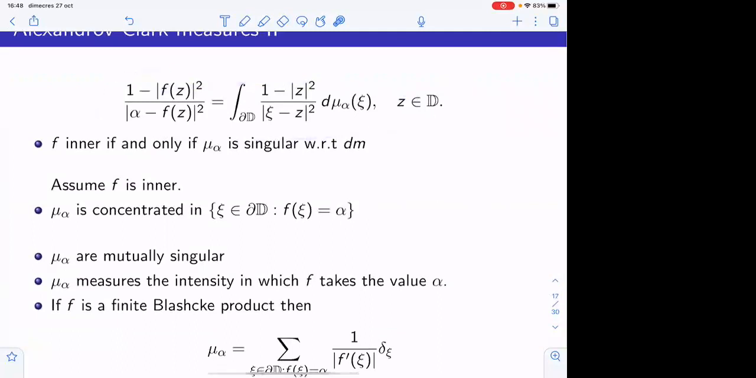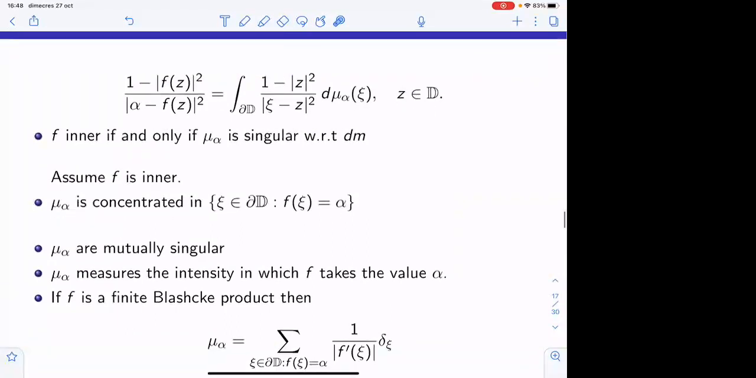Let me give you some of the standard properties of these Alexandrov-Clark measures. The first one is about the function being inner. The function being inner means that the modulus tends to 1 when you approach the circle non-tangentially at almost every point. So this means that the function is inner if and only if this tends to 0 when z approaches non-tangentially any point in the unit circle.